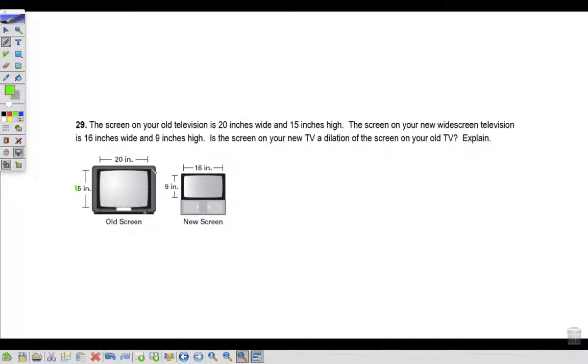So I want to know here, could I multiply 20 by something to get 16 and then 15 by the same thing to get 9? Or is my ratio of 20 to 16 equal to my ratio of 15 to 9? So I'm going to do it by simplifying. So I know that 4 goes into both of those, so I'd end up with 5/4. And I would end up with 5/3 here. Since that ratio is not the same, then it is no, because I cannot multiply them both by the same thing. I do not get equivalent ratios there, and they are not similar figures, so therefore it is not a dilation.